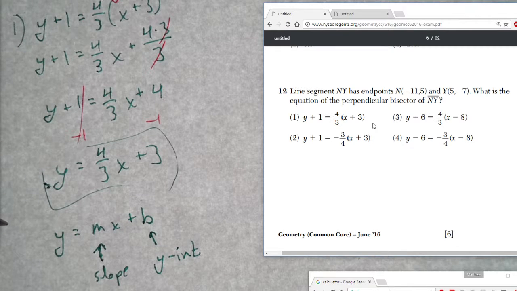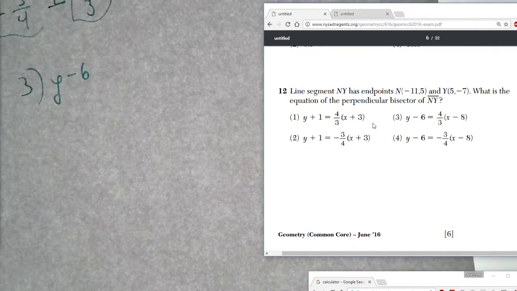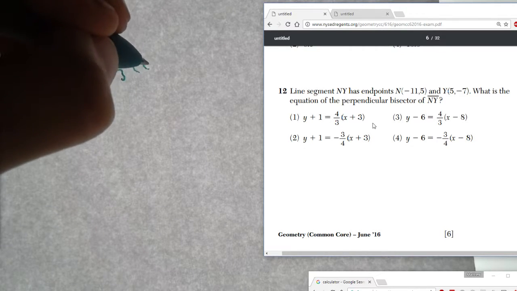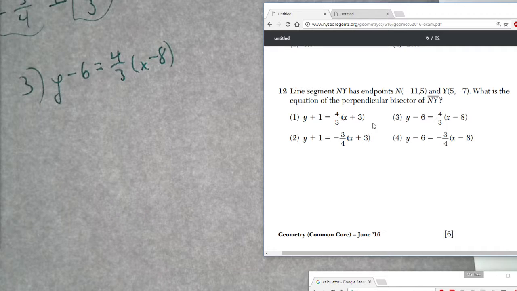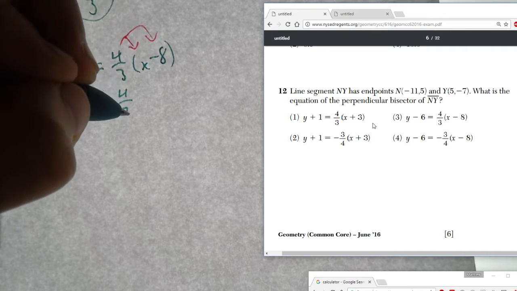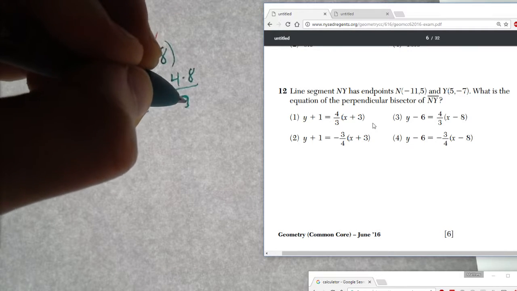So we'll do that in a moment, but let's check number 3 out. Let's do the algebra for that one. So number 3 is y minus 6 equals 4/3 x minus 8. All right, so let's start doing the algebra. I will distribute the 4/3 to both of those. I'm left with y minus 6 equals 4/3 x minus 4 times 8 over 3.